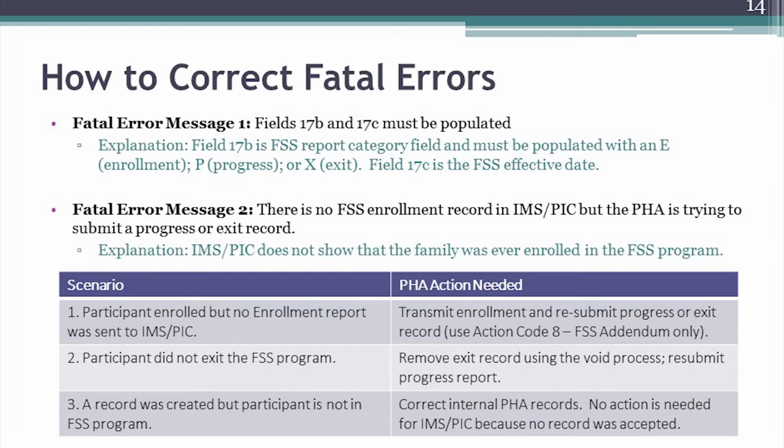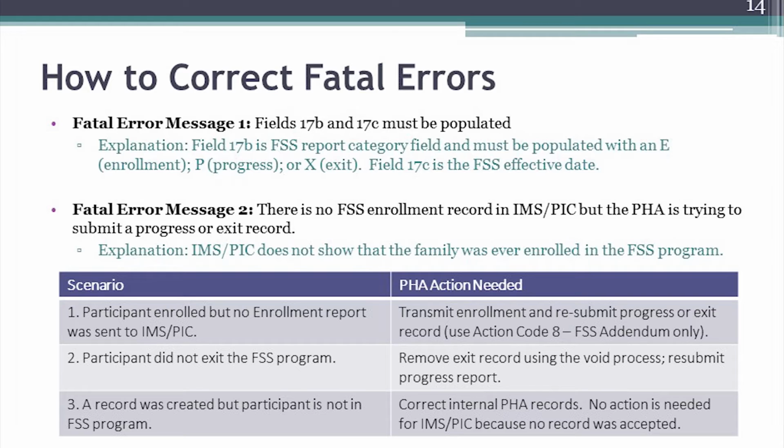The first scenario is that the participant enrolled in the program, but no enrollment report was ever sent to the PIC system. In this case, the PHA will need to transmit an enrollment record and resubmit the progress or exit record using Action Code 8, the FSS Addendum Only Action Code.